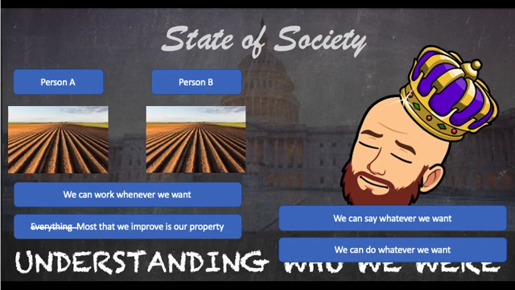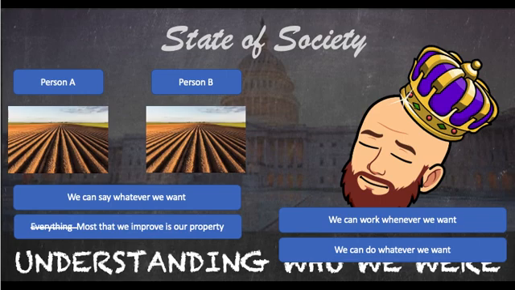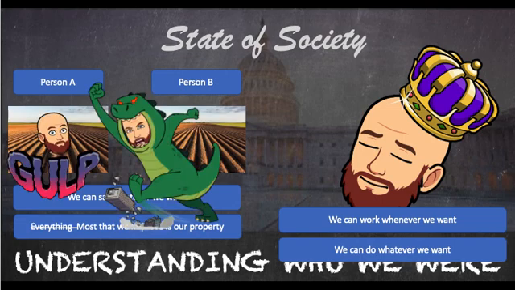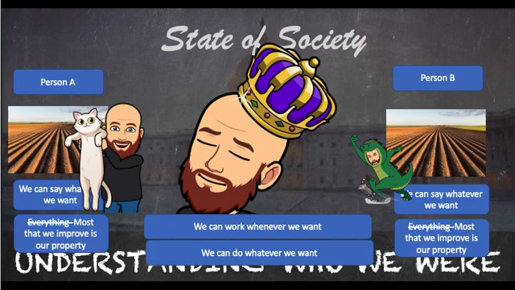We're going to keep these rights. We can work whenever we want, and we're going to keep most of what we improve as our property, but not all of it. We're going to let you have part of that as well. And so this situation works out in the state of society. It's what we call the social contract. They're trading certain rights for certain protections. Now, when person B decides to go and take something from person A, the government gets in between them.